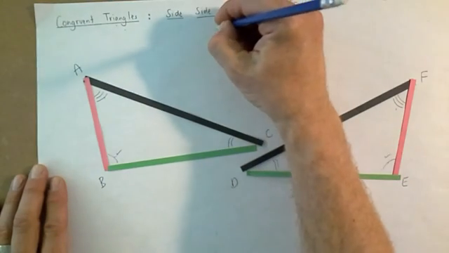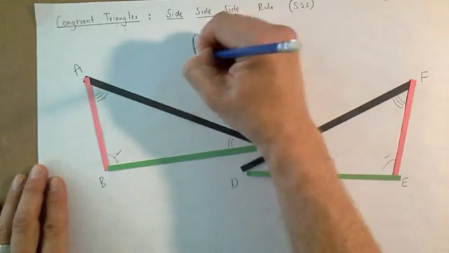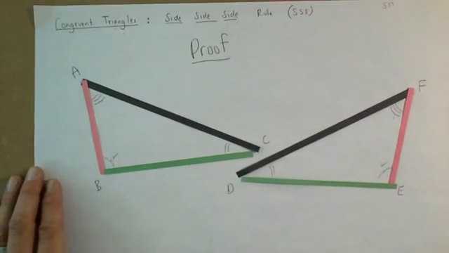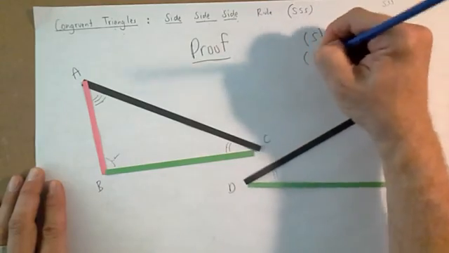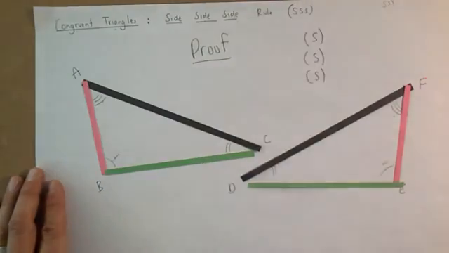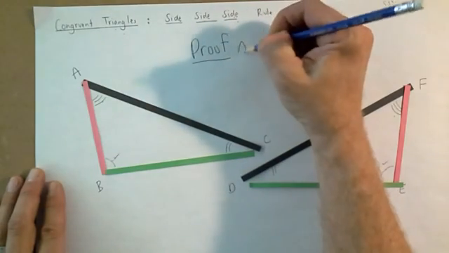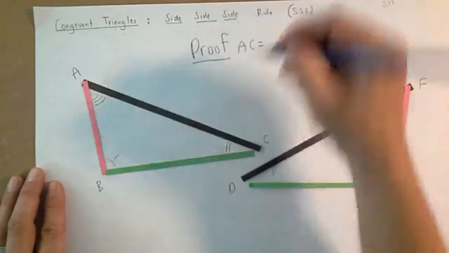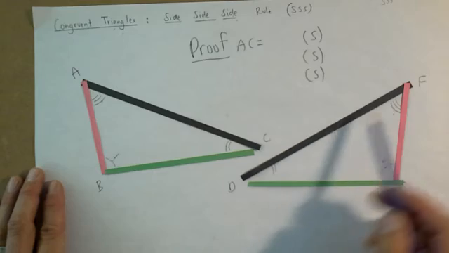This is the proof. I'll try and do this nice and large for you. So, for the proof, what do I write down? I know I'm going to need 3 sides because this is the side, side, side rule. So I'm going to write that down here. Side, side, side. So AC is this side over here. So I write down AC equals, and then I need to find the corresponding side. Well, we have this side here.